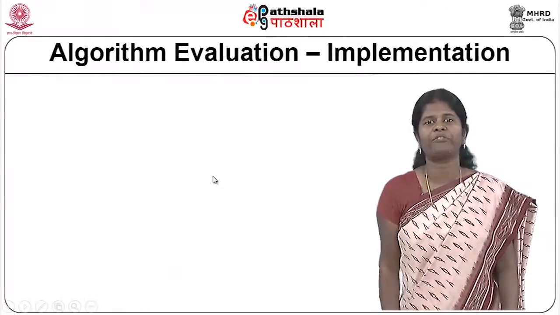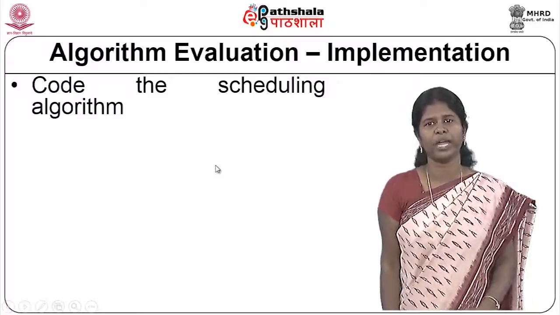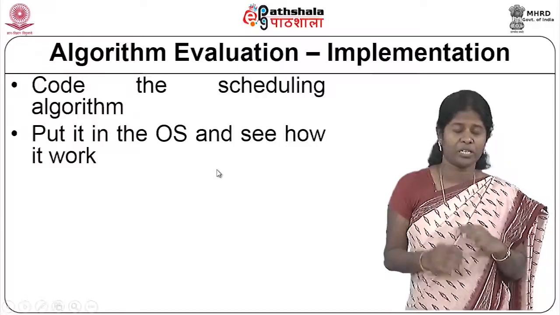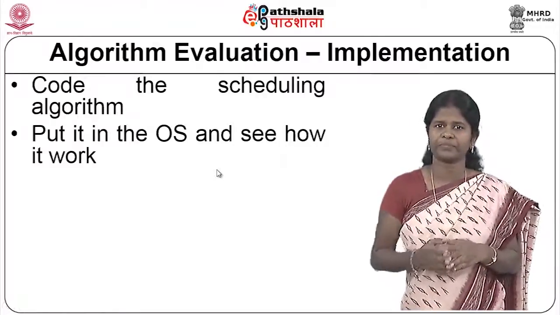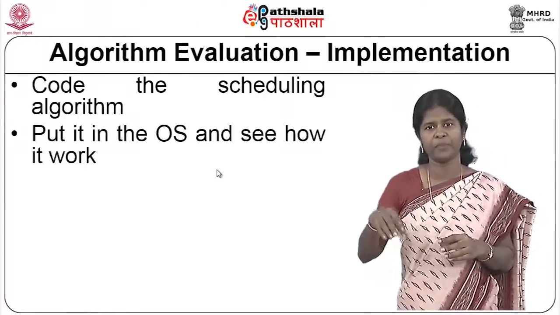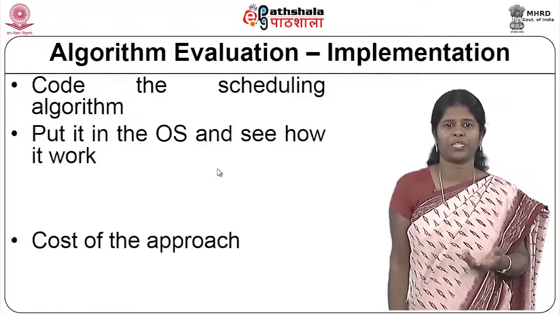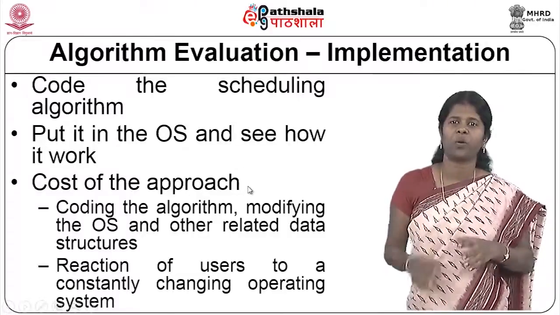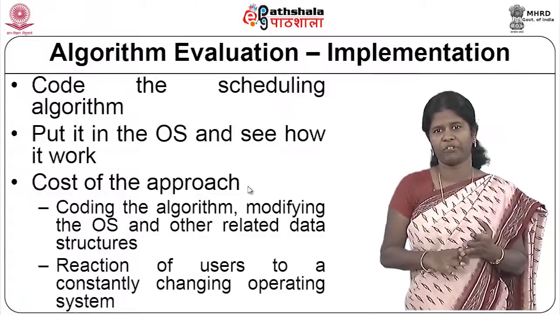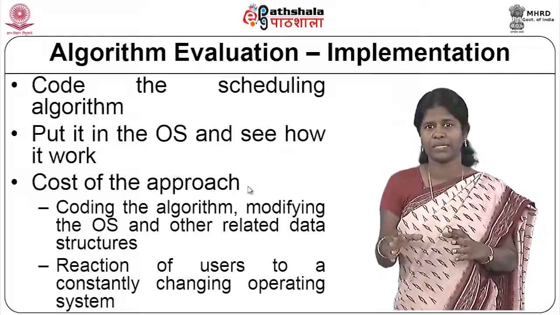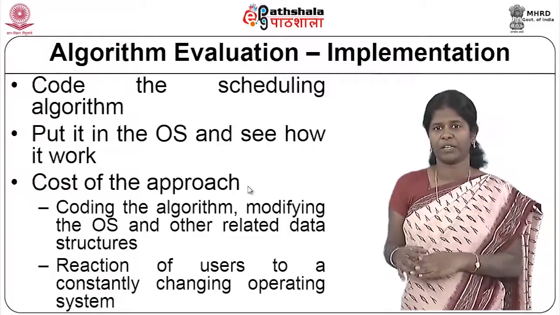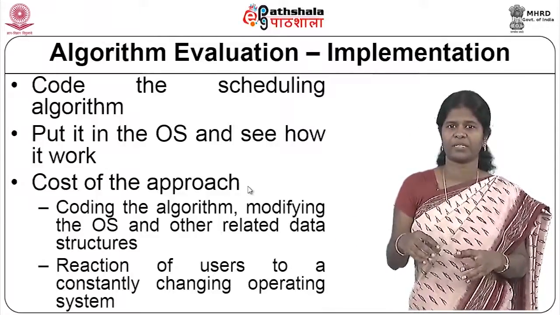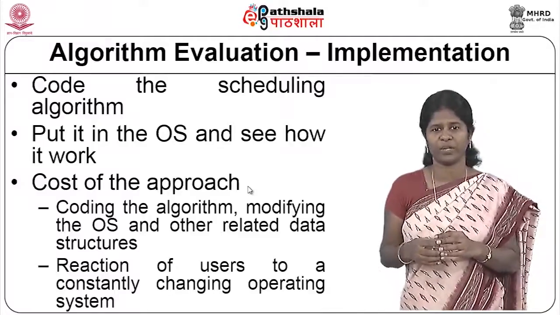And the next way of evaluating algorithms is to do the actual implementation. So, what should be done? The scheduling algorithm should be coded, and you put the actual scheduling algorithm into the operating system and see how it is working. But the problem is the cost of the approach. That is, coding the algorithm takes some amount of time, and you need to modify the OS to incorporate this particular algorithm, and you also have to modify the other data structures in the operating system to incorporate this CPU scheduling algorithm.